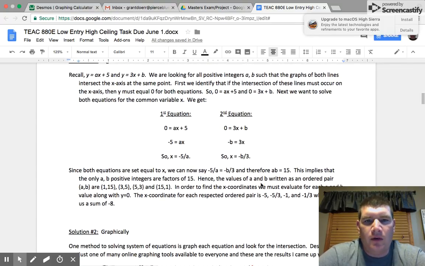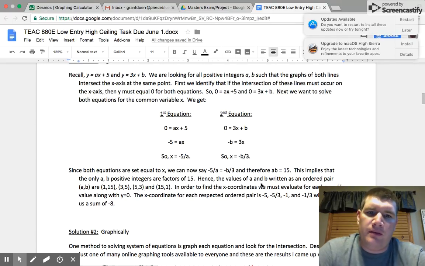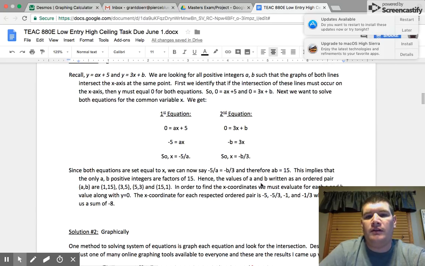So for the first equation, if we set it equal to 0 and we solve for x, we eventually get that x is equal to negative 5 over a. And for the second equation, we get x is equal to negative b over 3. Now that we have it set equal to the common variable, we can set those right-hand sides equal to each other, which creates a proportion. And through cross multiplication, we get ab is equal to 15.